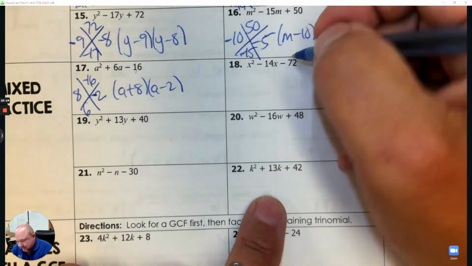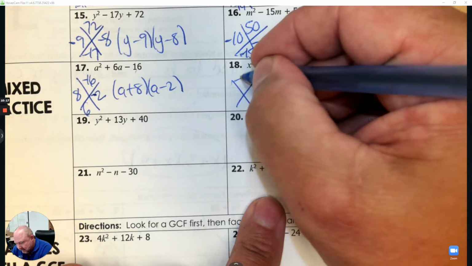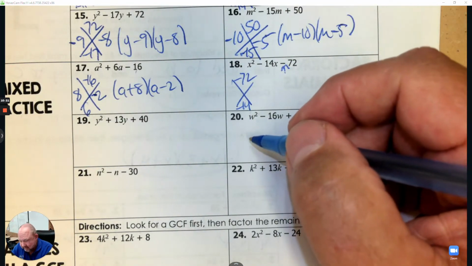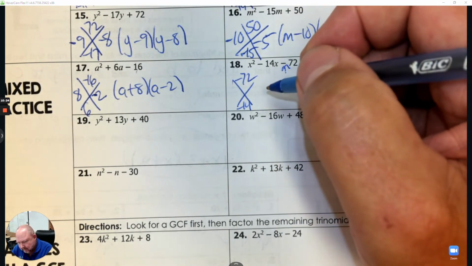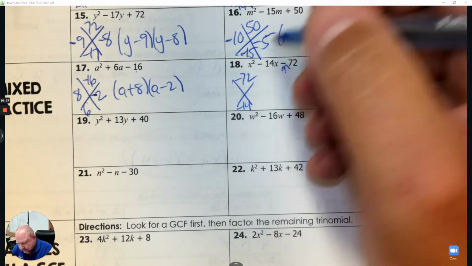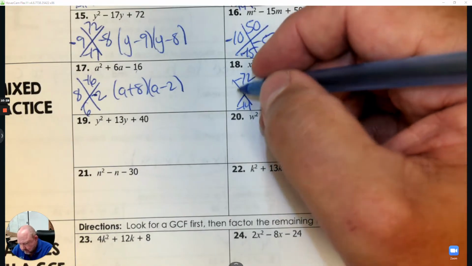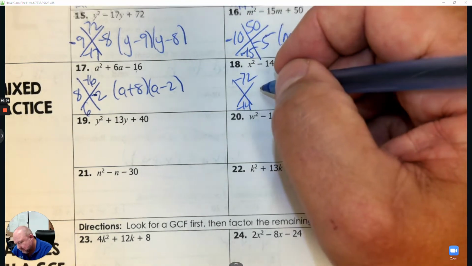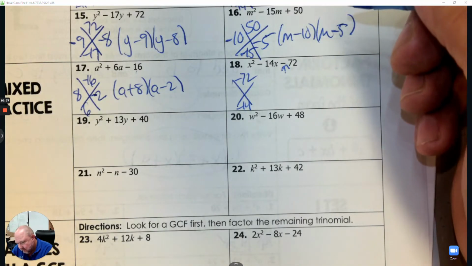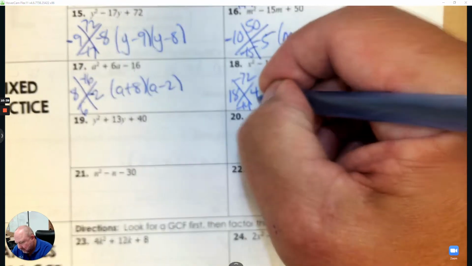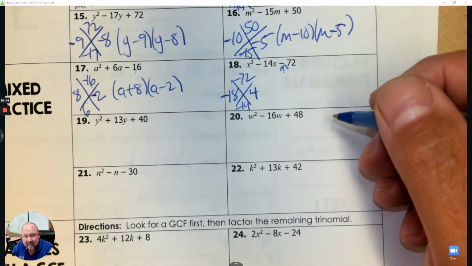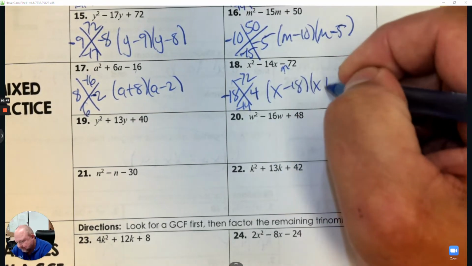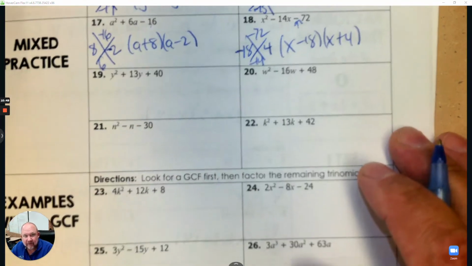Here again, because it's negative, we're subtracting. So what two numbers multiply to 72 and subtract to 14? What would that be? So it's not 12 and 7. Oh, it's 18 and 4. That was a tricky one. And this one's negative 18. I had to think about that one. Try to keep the numbers a little smaller.